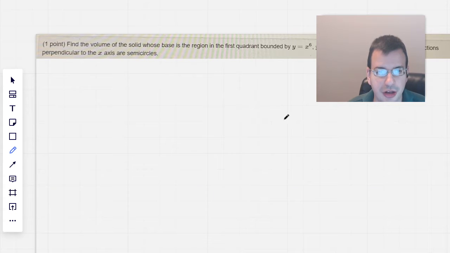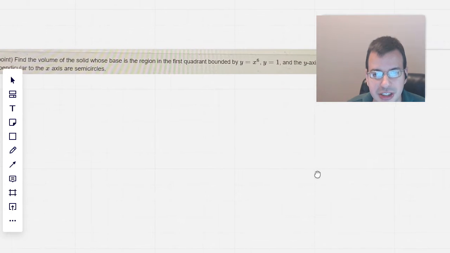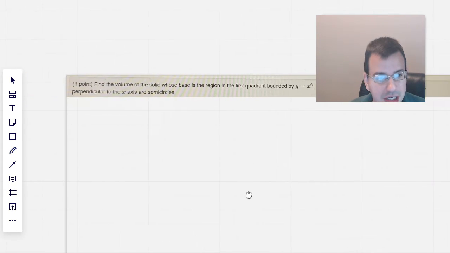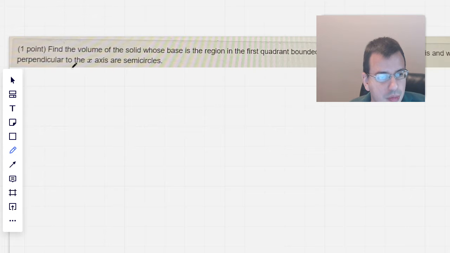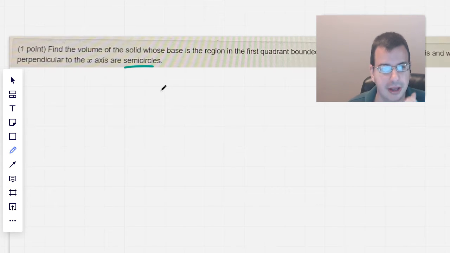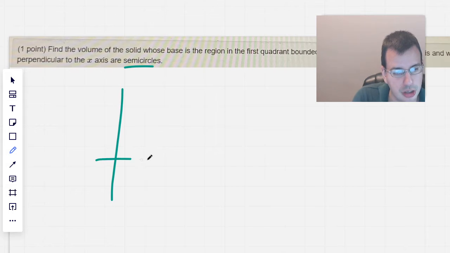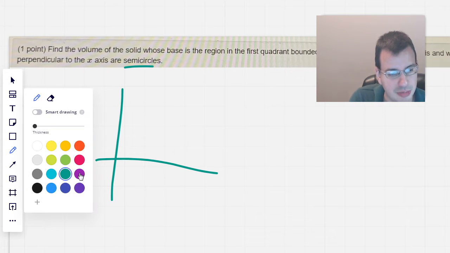Find the volume of the solid whose base is the region in the first quadrant, meaning the top right, bounded by y equals x to the 6, y equals 1, and the y-axis, and whose cross sections perpendicular to the x-axis are semicircles. Okay. So, first thing we're going to do here is draw a picture, which is usually going to be the hardest part for a lot of these problems.